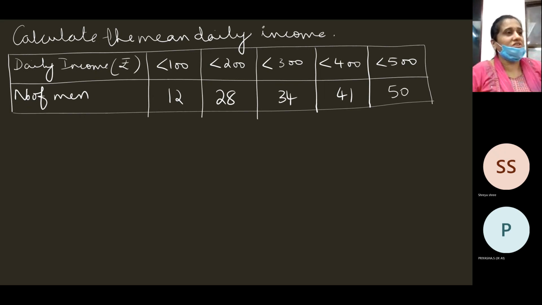This is not a frequency distribution. This is a less than cumulative frequency distribution. Though it's given as number of men, they are the cumulative frequencies and not the frequencies. It is not a frequency distribution, which means the number of men represents the cumulative frequencies and not the frequencies.